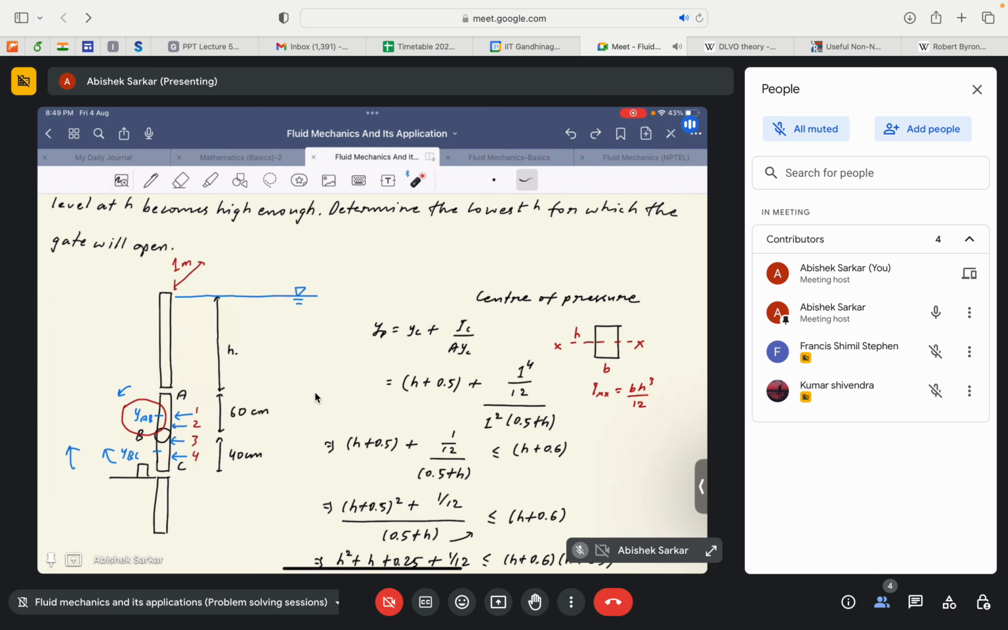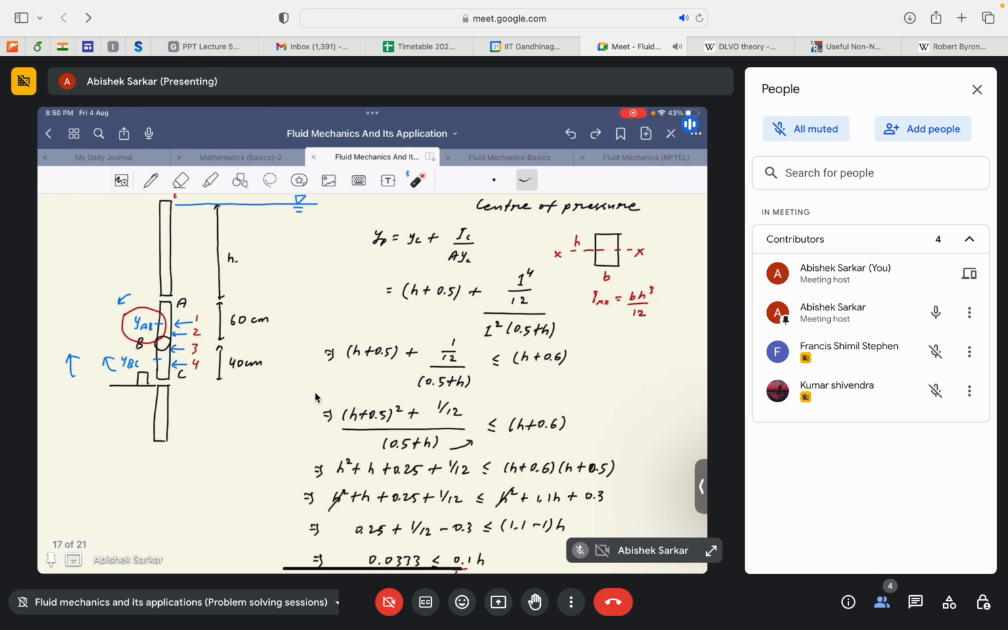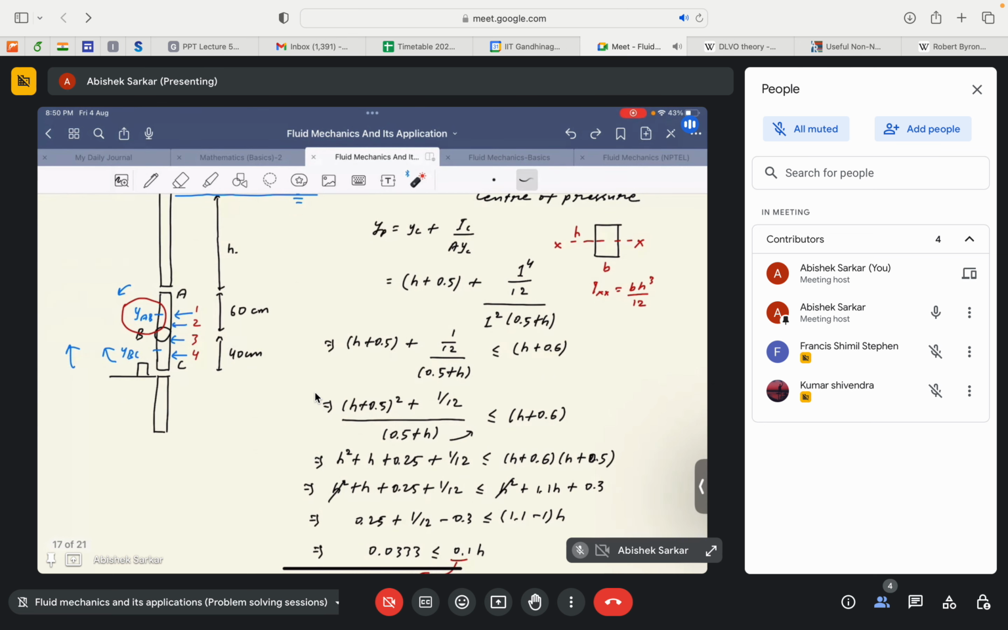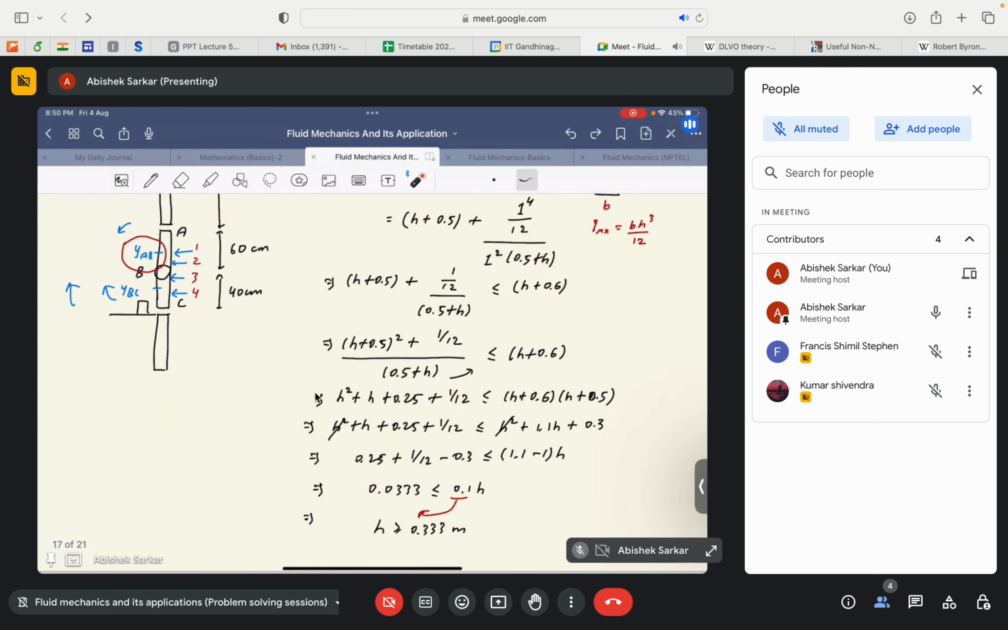Okay, I'll assume that that's clear, because it's quite simple but quite conceptual. It takes into consideration all the concepts that you have learned till now about the hydrostatic forces acting on immersed bodies. So it's a very good example actually. That's why I'm emphasizing it that much. So this center of pressure should be less than or equal to H plus 0.6. Now by solving this equation, we get that the value of H should be greater than or equal to 0.333 meter.